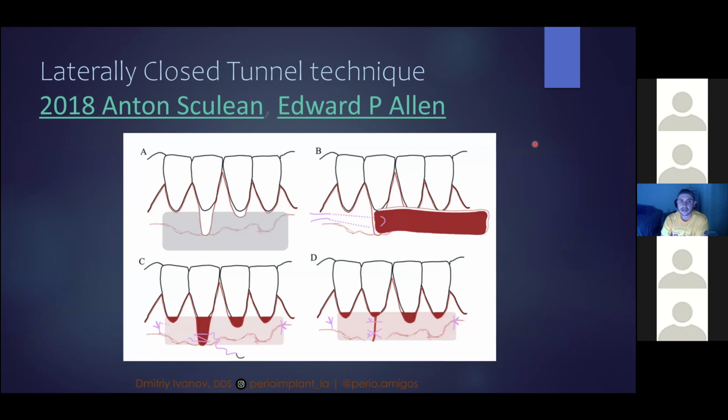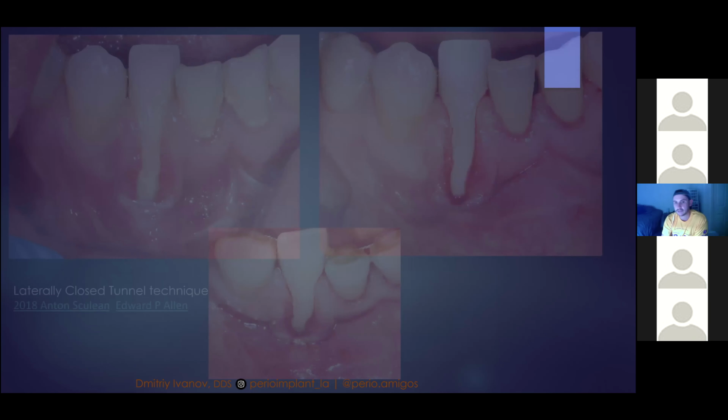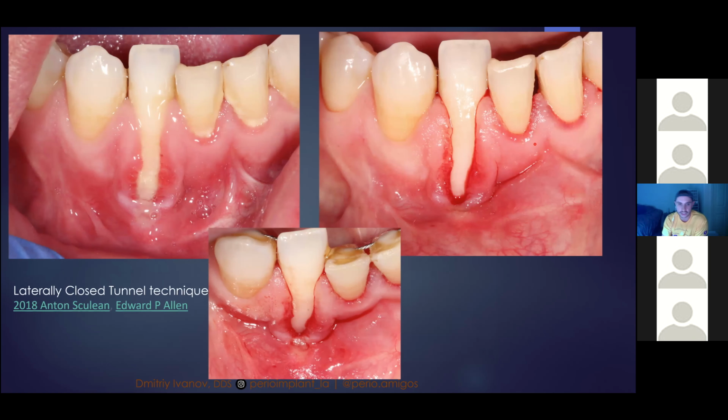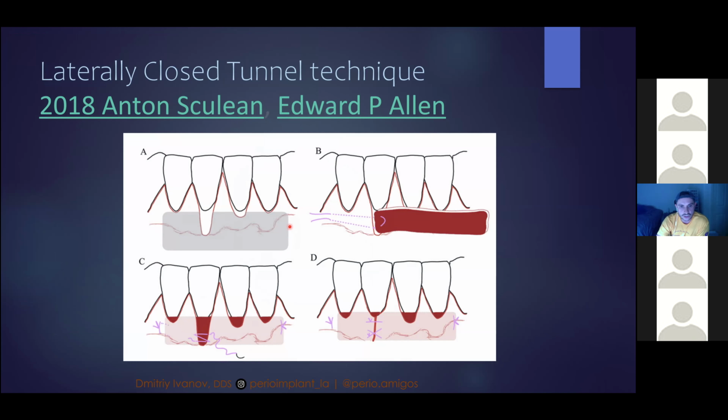A very cool technique called the laterally closed tunnel. It's a no-brainer kind of procedure. It's basically a modification of a conventional tunnel. You could also modify it by using the Vista approach, or you could use it just like a tunnel. What it allows us to do is create a tunnel just the way Pat Allen used to teach a tunneling approach. So we create a tunnel through the sulcus, we introduce the graft through the sulcus in this manner, and we secure it mesially and distally.